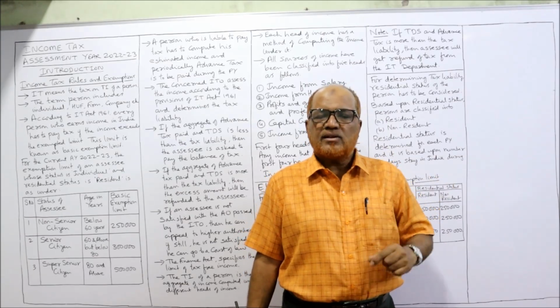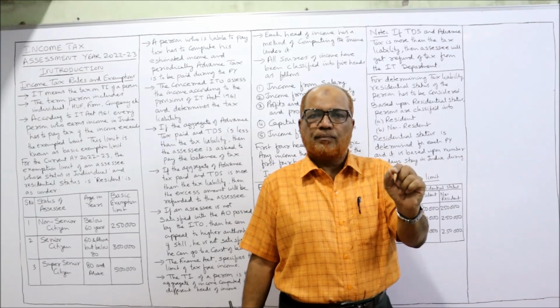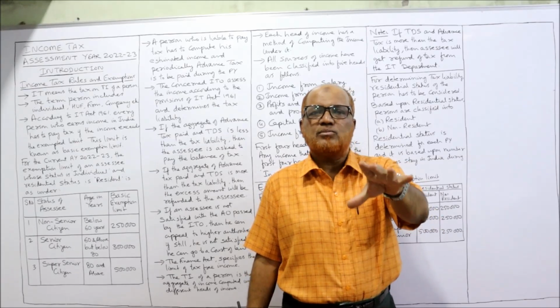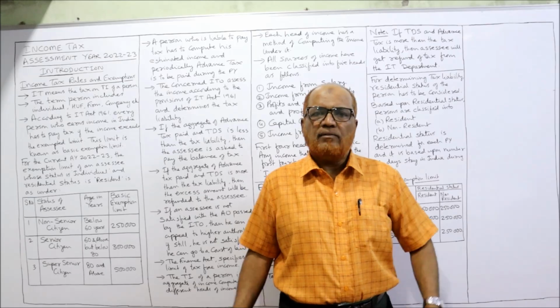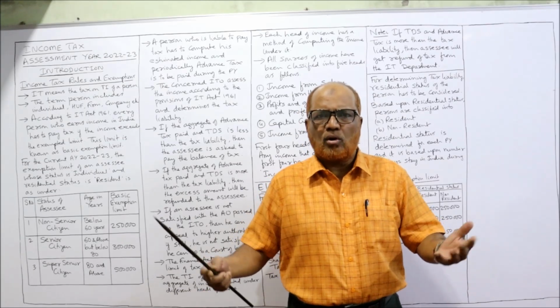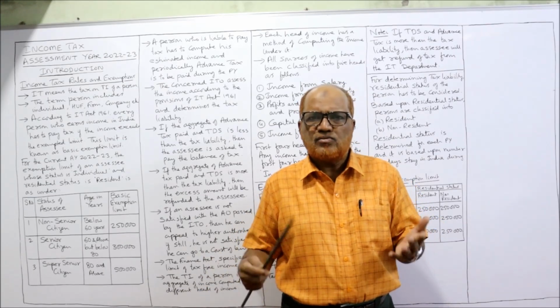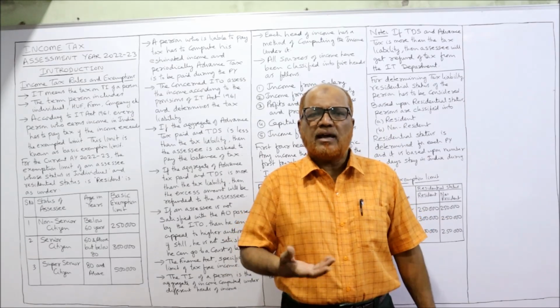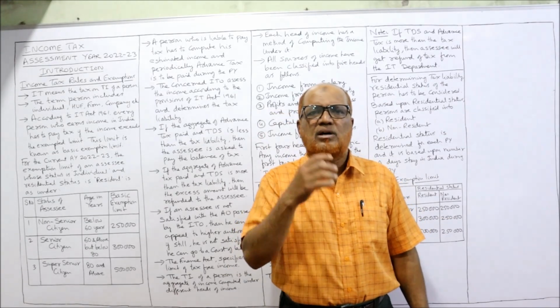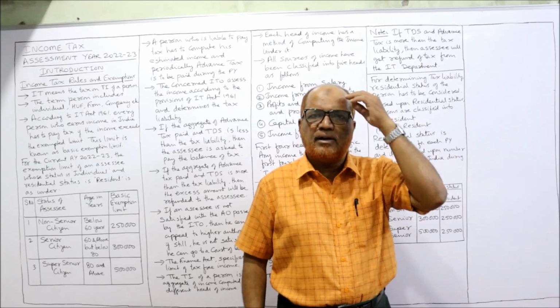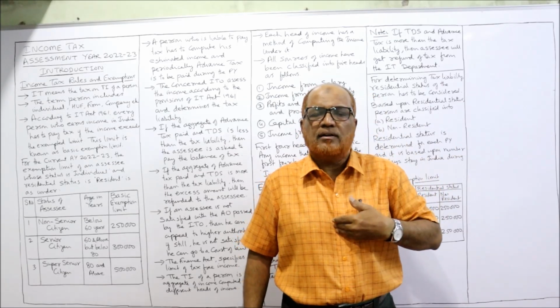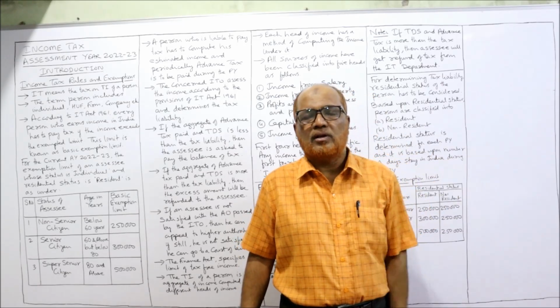Suppose the income tax officer has passed an assessment order that my tax liability comes to 80,000. I will fight. I will say no, it's wrong. Tax of 80,000 is very high. According to my calculation, the tax liability should be 60,000, but you are imposing 80,000. I am not satisfied, so I will go to higher authorities.